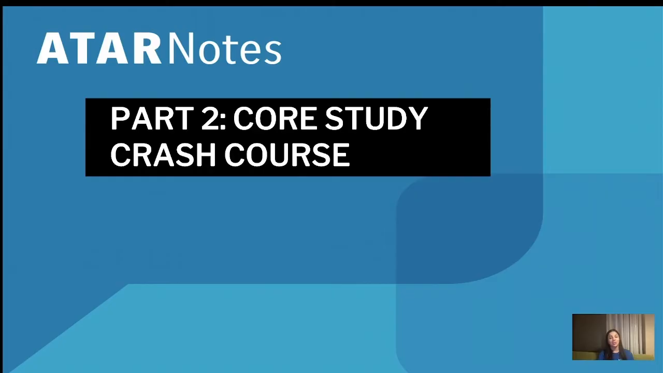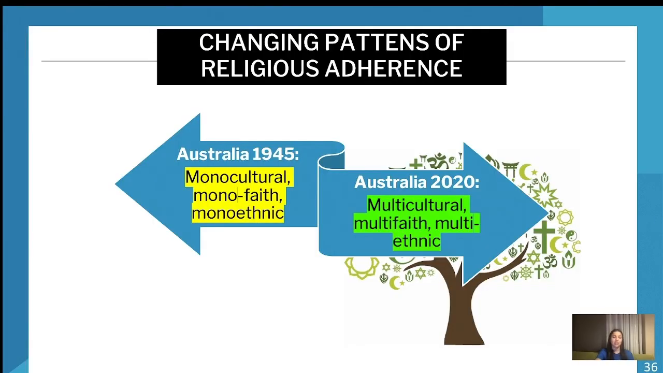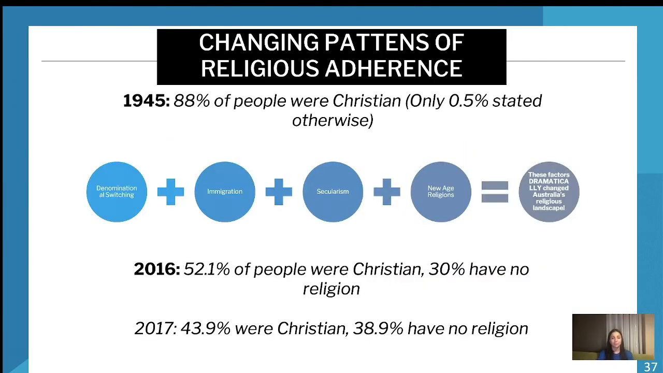Okay, we're going to continue with our course study crash course, so let's keep going. Now, when we're talking about changing patterns of religious adherence, Australia in 1945 and post, at that time, was monocultural, monofaith, monoethnic, and that's why you see such a difference in the statistics, and we're about to go through them. While Australia 2020, 2021, 22, and now 23, is multicultural, multi-faith, and multi-ethnic. So what we're looking at here is why that pattern of religious adherence has changed and how we see evidence of that. So one of the biggest patterns of change has been the decline of Christianity.